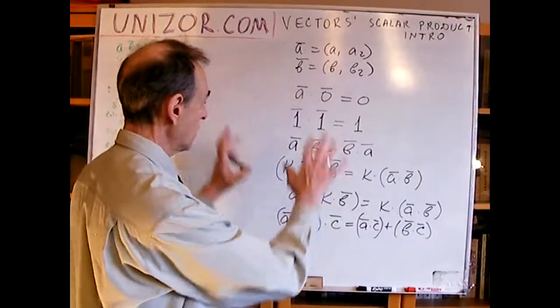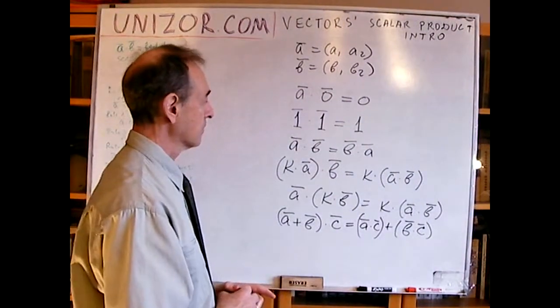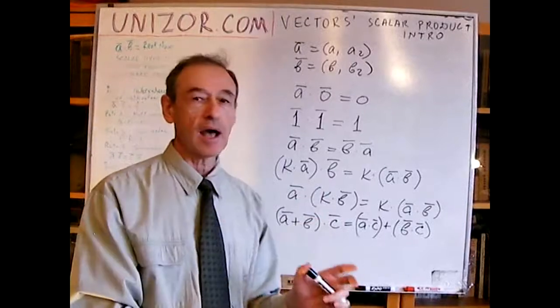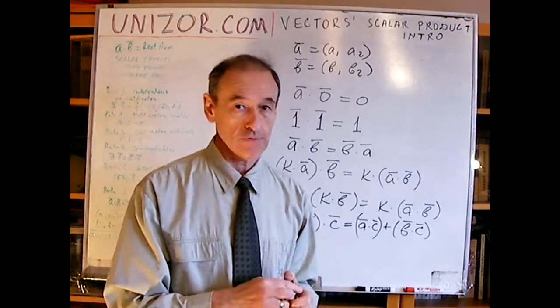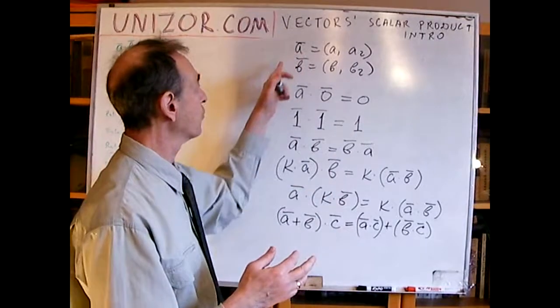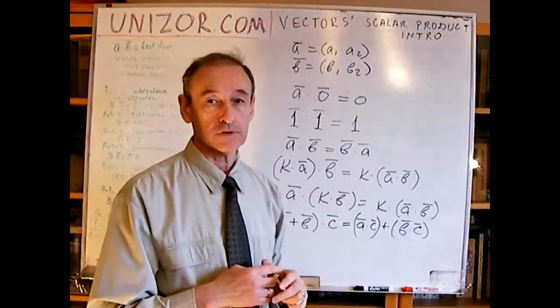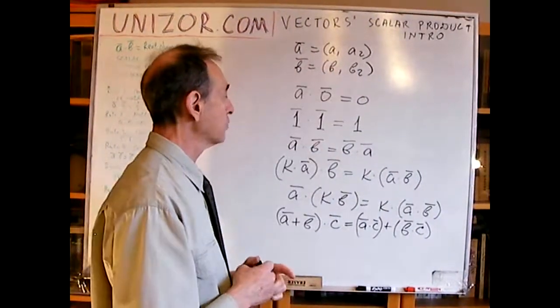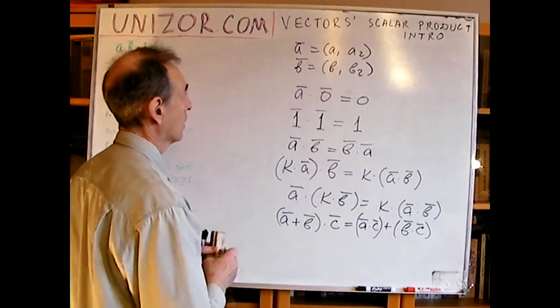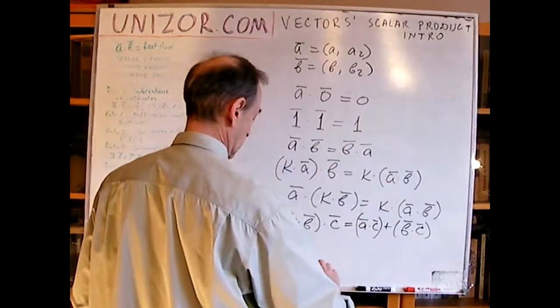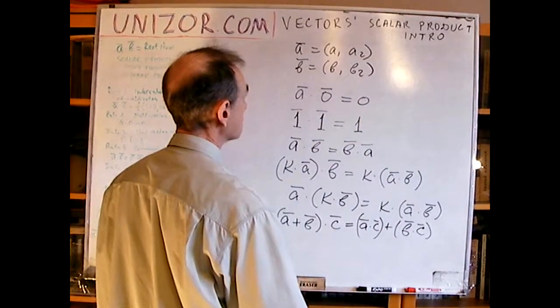Now, being as it may, I think it's a sufficient number of rules or axioms, if you wish, to derive the formula for scalar product of two vectors in the coordinate form. And that's what I'm going to do. Now, what I will do first is the following.